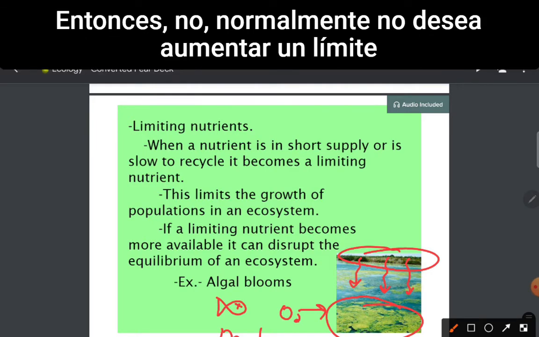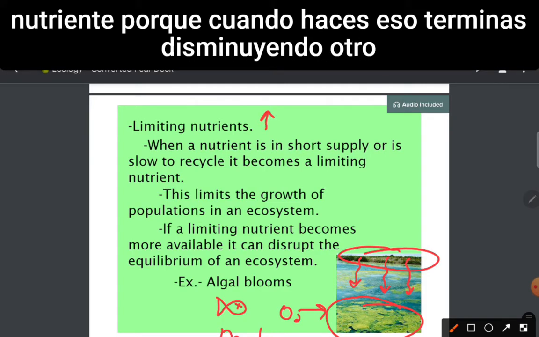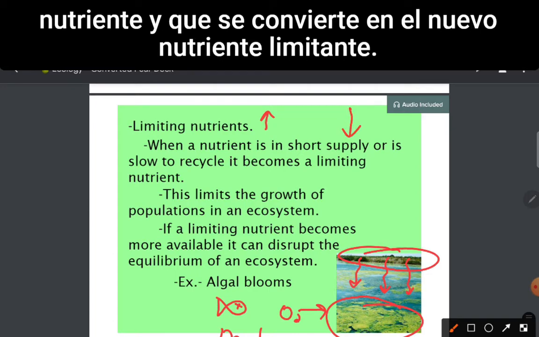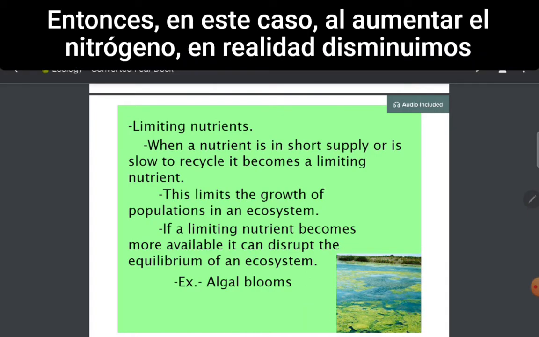And so no, you don't typically want to increase a limiting nutrient, because when you do that, you end up decreasing another nutrient, and that becomes the new limiting nutrient. So in this case, by increasing nitrogen, we actually decreased oxygen.